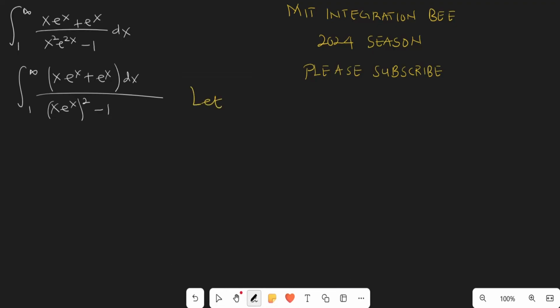I can let u be equal to x e to the x, that is this one here, and I'm going to differentiate du. The x is going to be, I'm going to use the product rule. So x e to the x, that is keeping x constant and differentiating e to the x, plus keeping e to the x constant and differentiating x. So this is what I have, and then du is going to be x e to the x plus e to the x dx, like this.